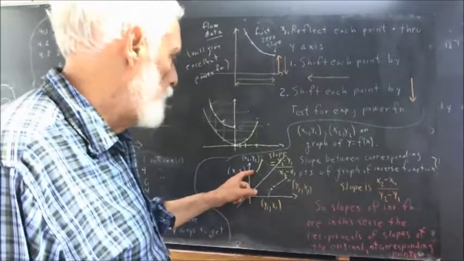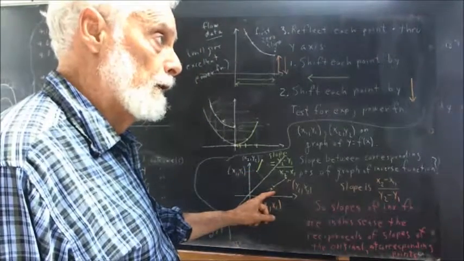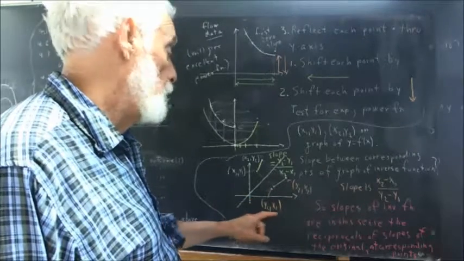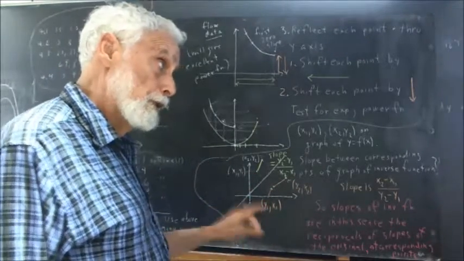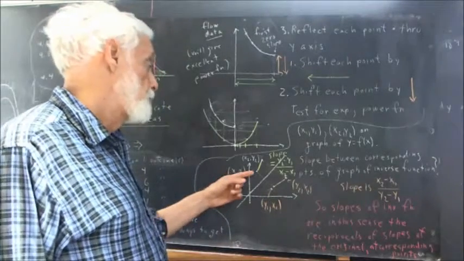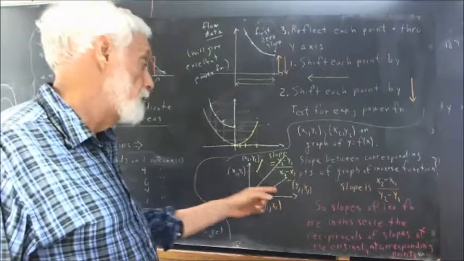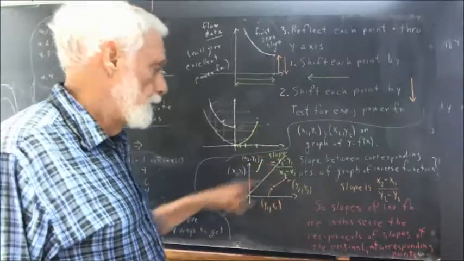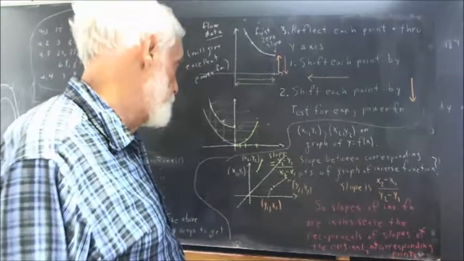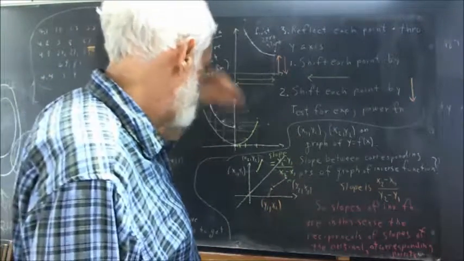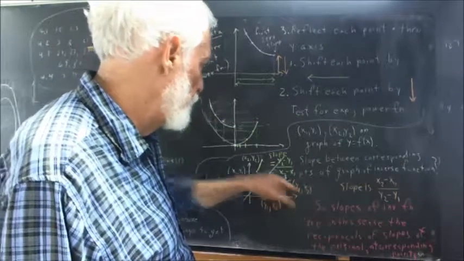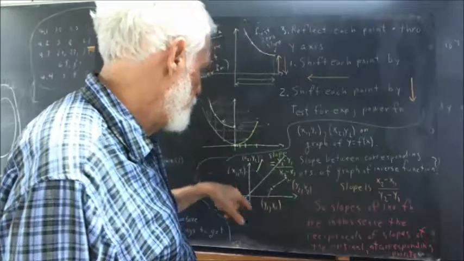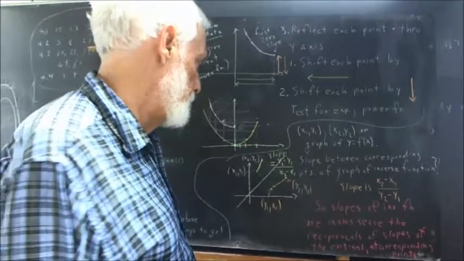So (x1, y1) reflects over here to the point (y1, x1), because when you reverse the coordinates, you reflect the point through this line, one of the things you were asked to prove. Okay, then (x2, y2) is up here. (y2, x2) is here, a reflection through this line of the (x2, y2) point.